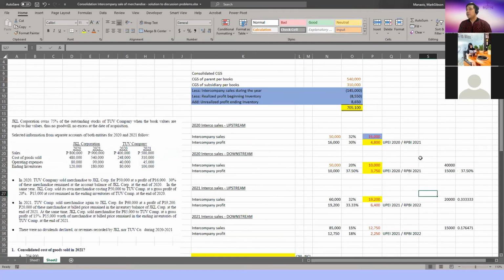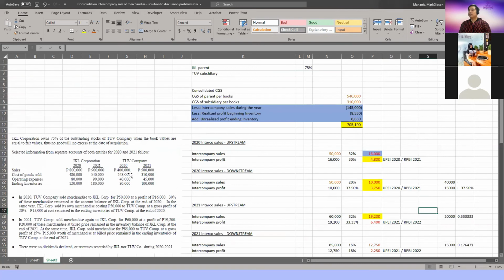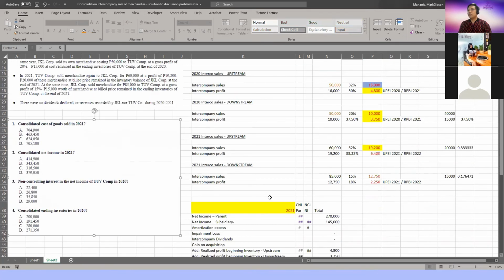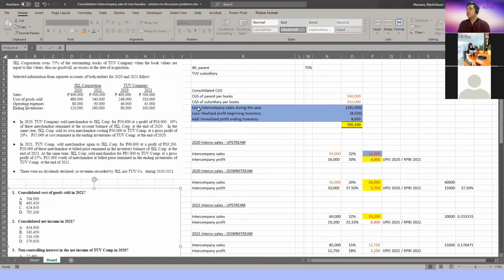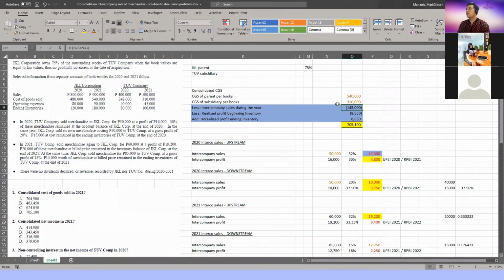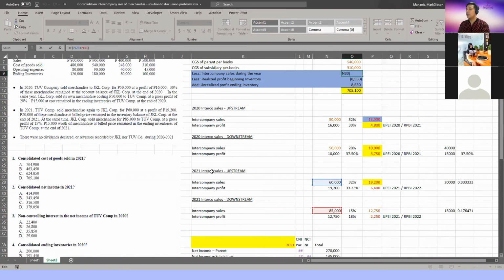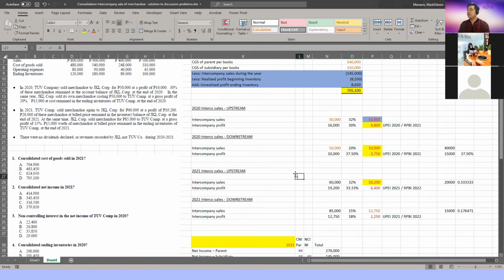Balikan natin ngayon yung cost of goods sold. Sabi dyan, itong portion na to, less realized intercompany sales during the year. This is 2021. So, paano na-compute yung 145,000? Simply, kunin lang natin yung intercompany sales ng 2021. So, that's 60,000 and 85,000. Imagine this, kung ikaw yung type ng person na kung saan-saan susulat, hahanapin mo si 60 and 85. So, at least kung naka-plot na yan ng ganyan, mas madali na maghanap.